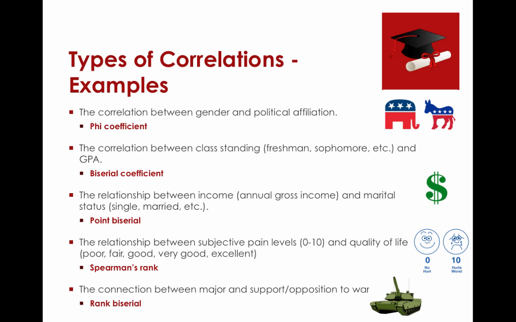And you want to think about all the different types of correlation coefficients. We have 6 of them total: phi, biserial, point biserial, Spearman's rank, rank biserial, and then the big one that we're really going to talk about this whole chapter is going to be Pearson's product moment correlation coefficient.